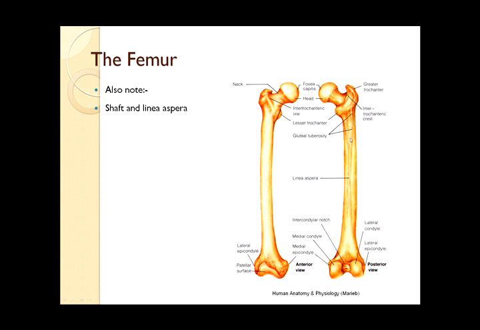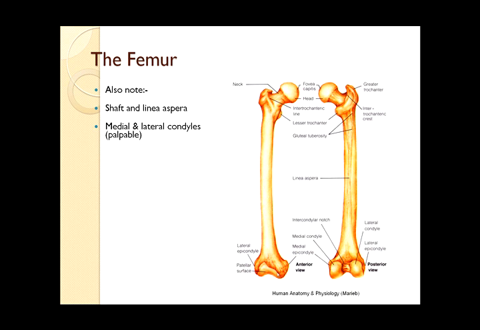On the posterior aspect of the shaft, however, we have this line here, and this is known as the linea aspera. And again, the linea aspera is for the attachment of a number of muscles. The adductors, part of the hamstrings, and part of the quadriceps wrap around and attach to the posterior aspect of the femur here. The shaft, for the most part, and the linea aspera are not palpable, they're too deep.